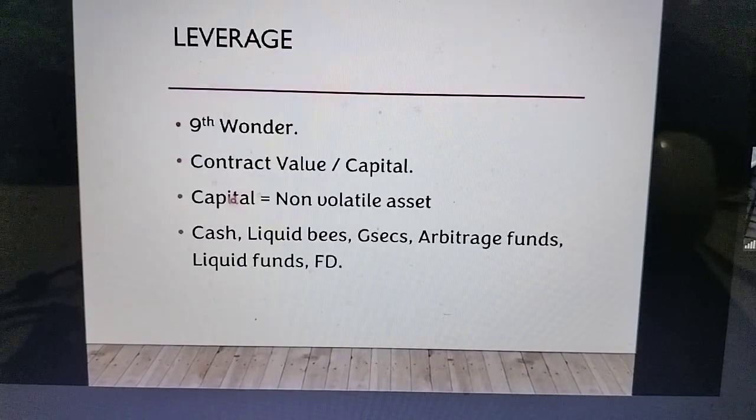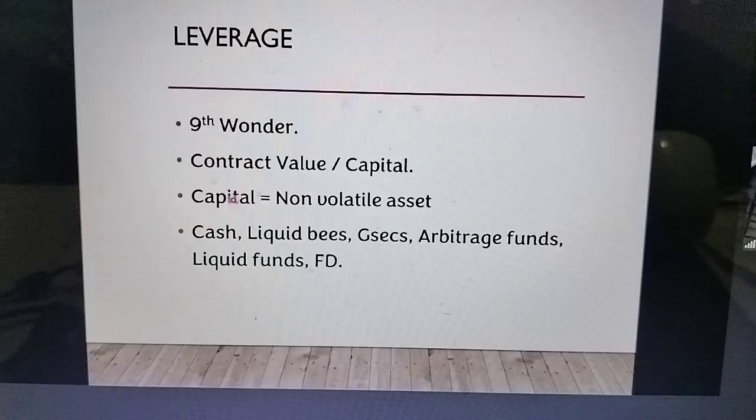So then the next topic is about leverage. Leverage is called the ninth wonder of the world, after the eighth wonder, which is compounding. Leverage is considered the ninth wonder of the world because it's a double-edged sword. If used properly, it can give us multiple times returns compared to just trading without leverage.